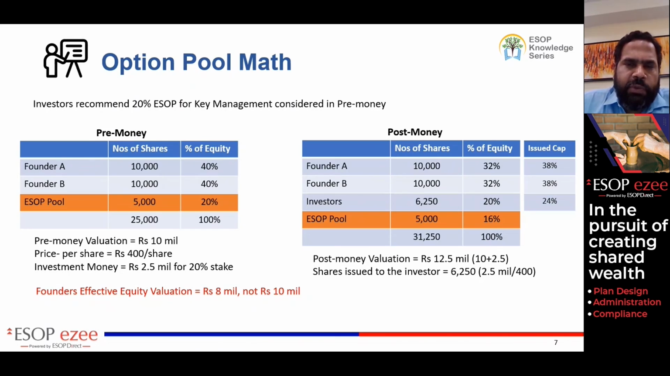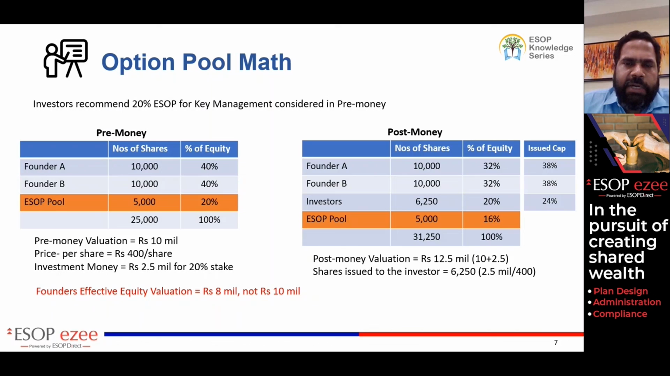Now, if we were just to assume that there is another round which is happening, this post-money will become pre-money, and if there is an ESOP requirement in a pre-money, this investor will also dilute along with founders and the ESOP pool. So this cycle will keep on continuing as we go along.